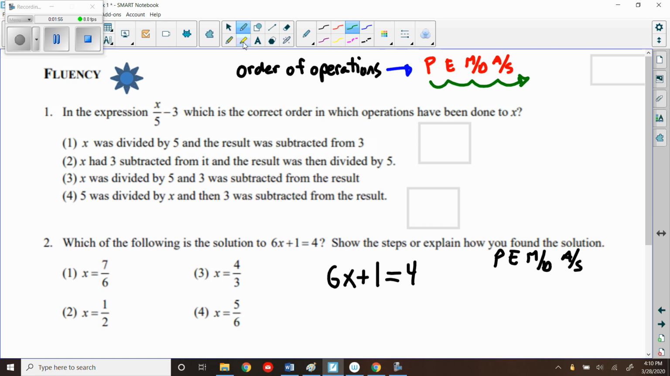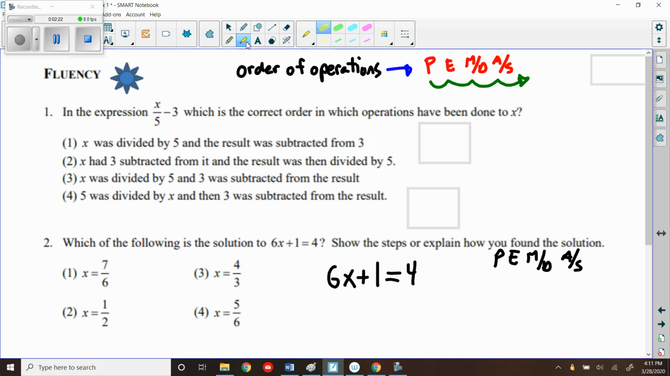Okay, so as I'm looking at this in my operations, one of the things that I see is a division sign. Uh-oh, my tool is lagging. Pardon me for a minute. We'll see if that fixes itself here in a minute. Whoa, okay, all at once then.